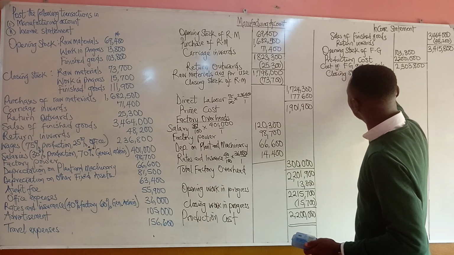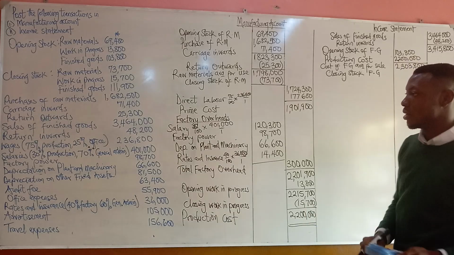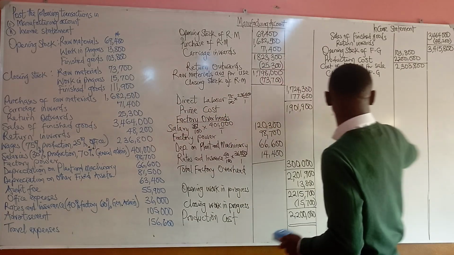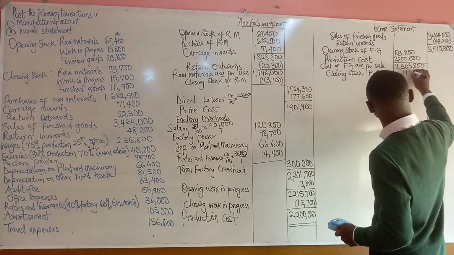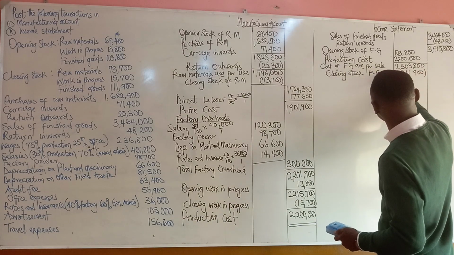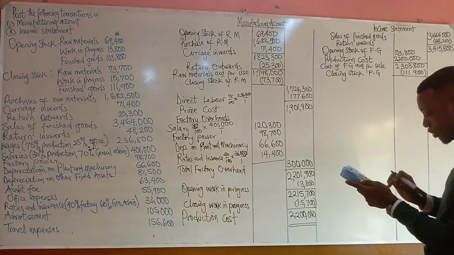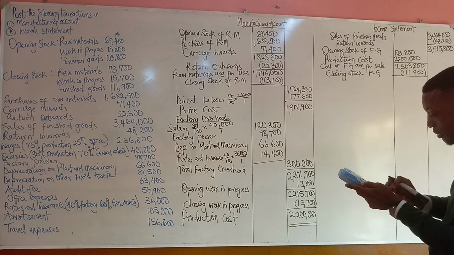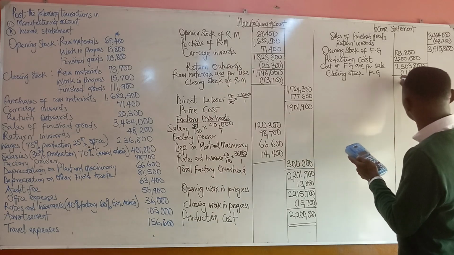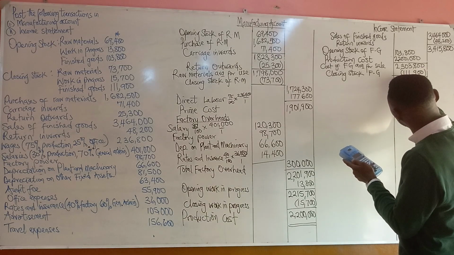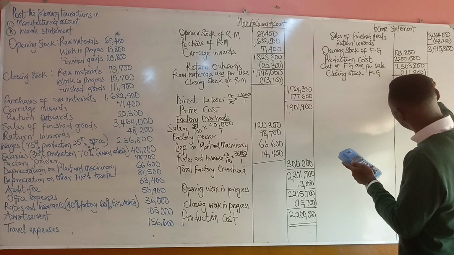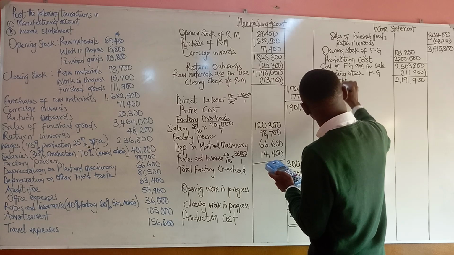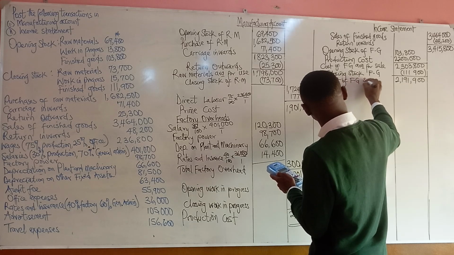Closing stock of finished goods. Permit me to use abbreviation. Now, my closing stock is 111,900 in bracket, pardon me, 111,900. Subtracting, that will give me 2,191,900, and this is the cost of finished goods sold.